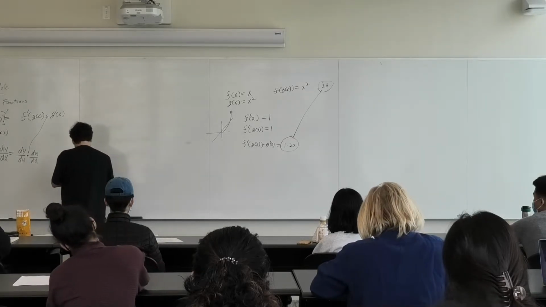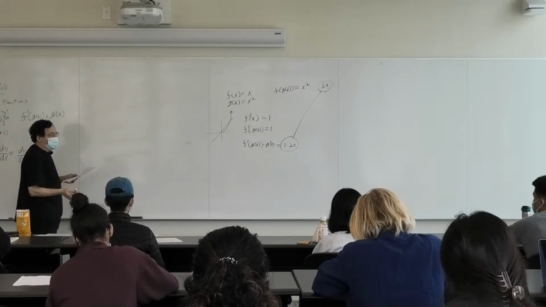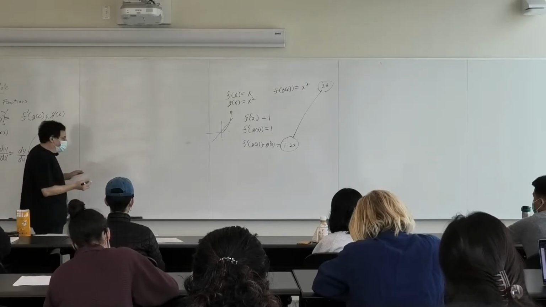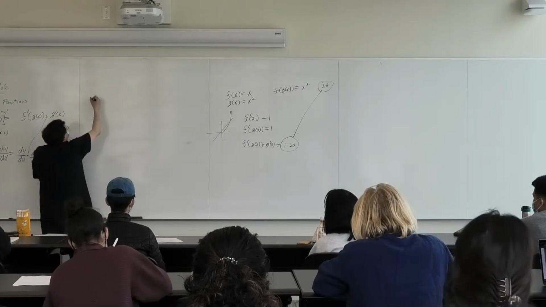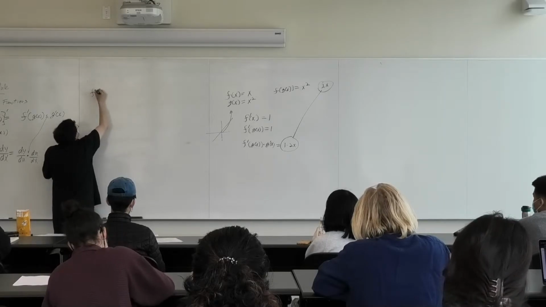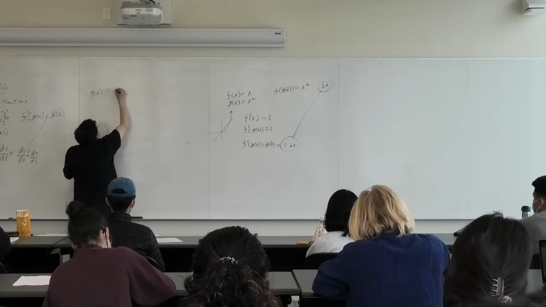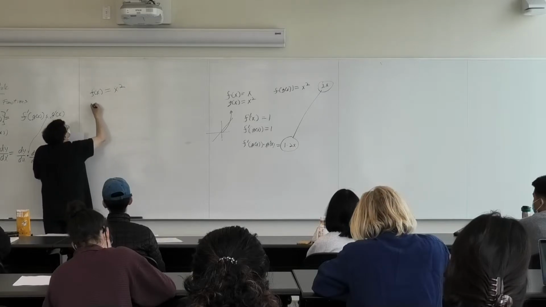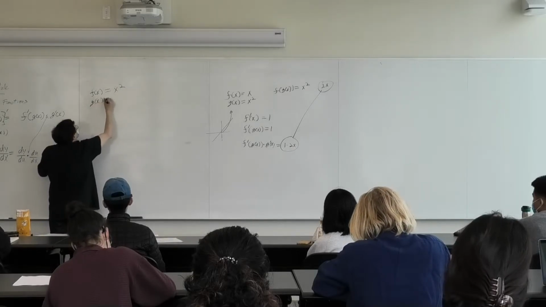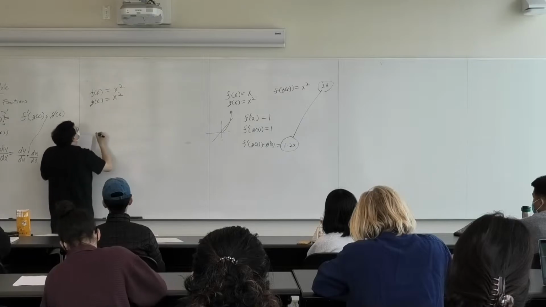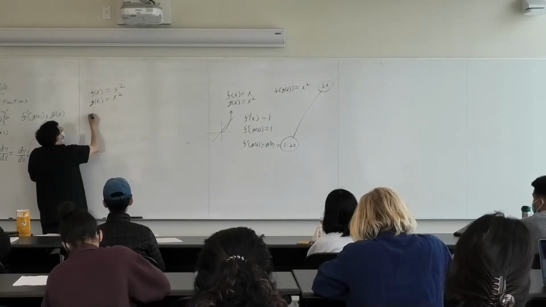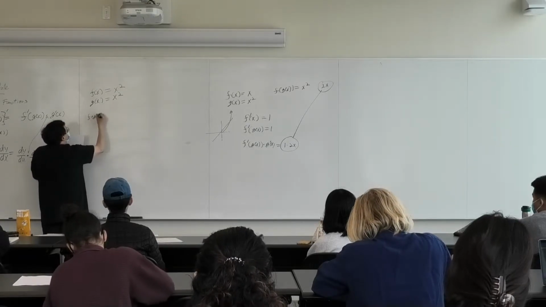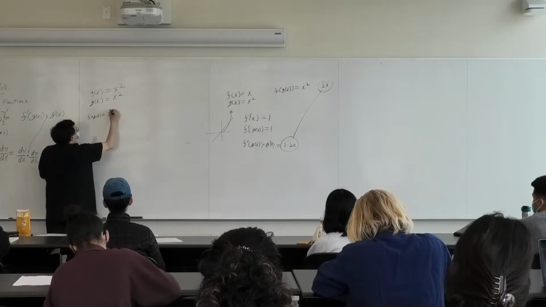So let me try something just a little more complicated that we already know the answer to, but let my f of x be x squared, and my g of x also be x squared. So my composition, f of g of x, will just be x to the fourth.